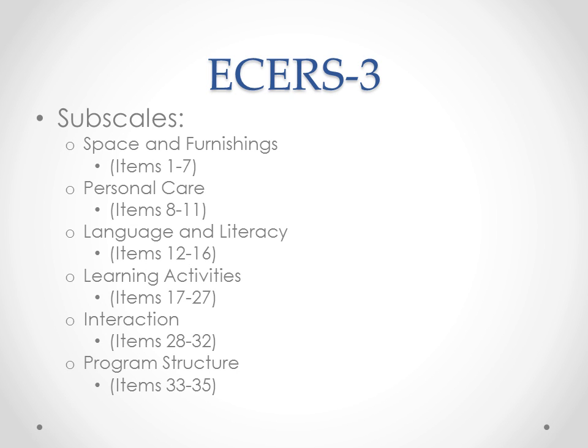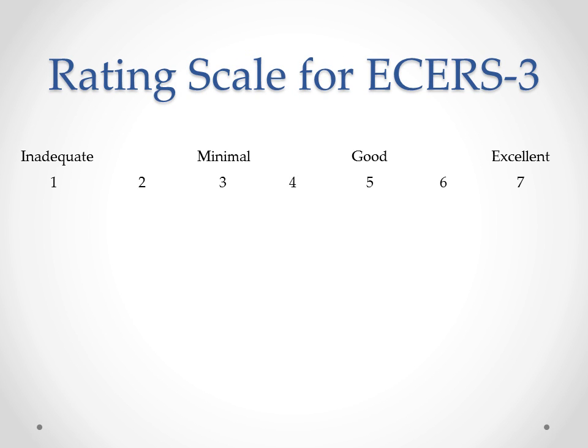Let's take a look at the subscales and items for the ECERS 3. There are 6 subscales with a total of 35 items in this tool. The subscales include space and furnishings, personal care, language and literacy, learning activities, interaction, and program structure. Each item is a 7-point scale, with 1 being inadequate care, 3 minimal care, 5 good care, and 7 excellent care.